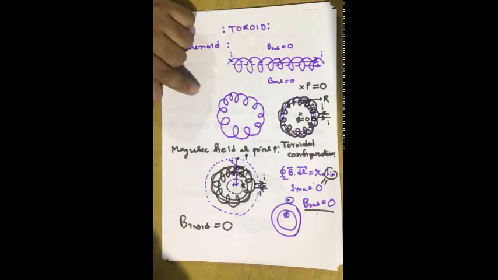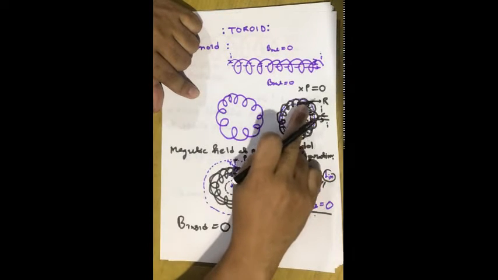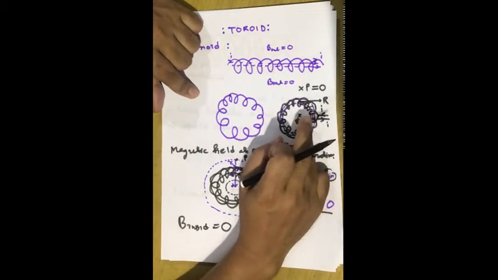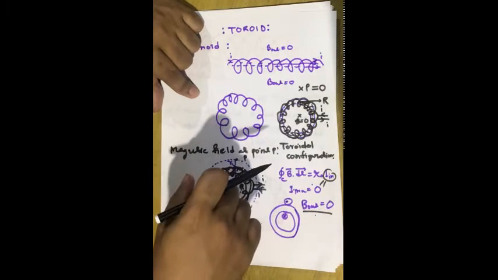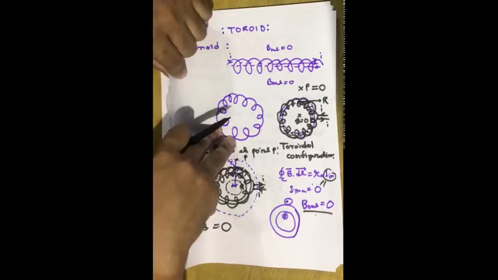Okay, so for that, we have to imagine an Ampere's loop passing through the point R in the shape of a circle, since the toroid has a circular symmetry, and then we have to apply Ampere's law to find out the magnetic field at that point. Okay, so let me do that.